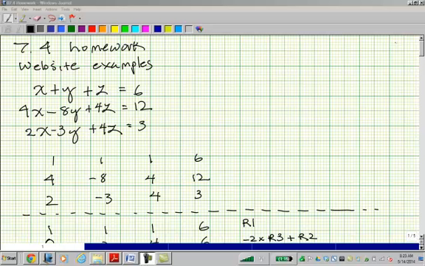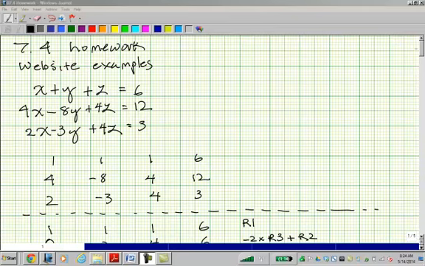Okay, so for homework, first we'll do the website examples. The first one is x plus y. You can see it. You don't need me to tell it to you. So the first step is to make a matrix, a 3x4 matrix made up of the constants from each equation.